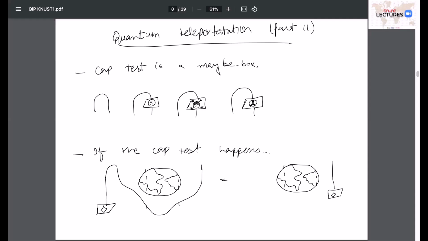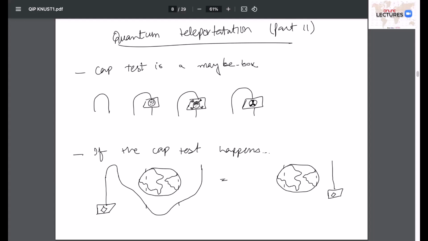So the cap test is essentially a measurement in the Bell basis. Now, if you have studied quantum information or quantum computing, you would know that a Bell basis measurement has 4 states in its basis. So there can be 4 possible outcomes of the measurement, and these outcomes can be represented diagrammatically like this.